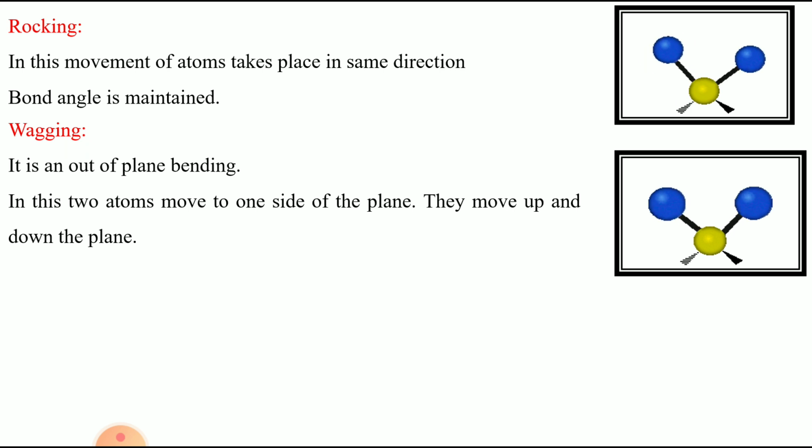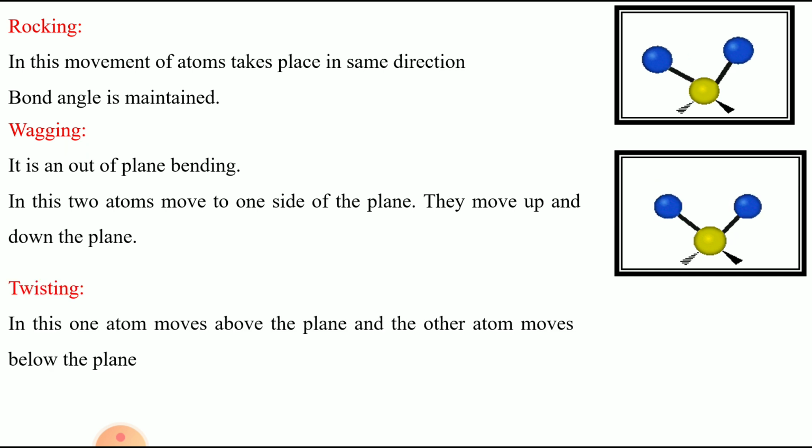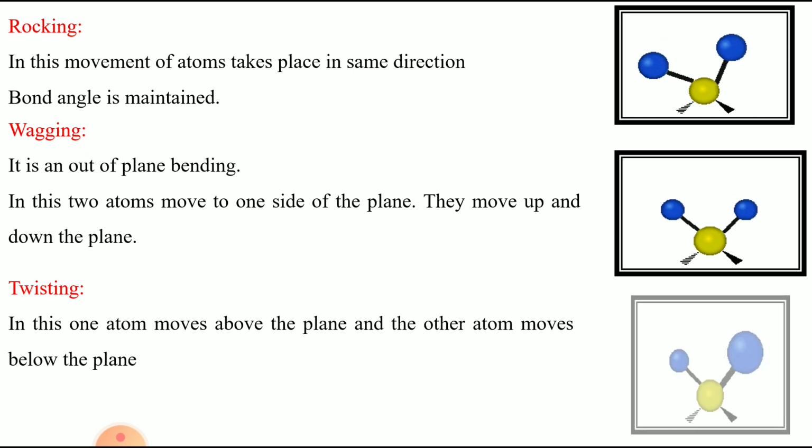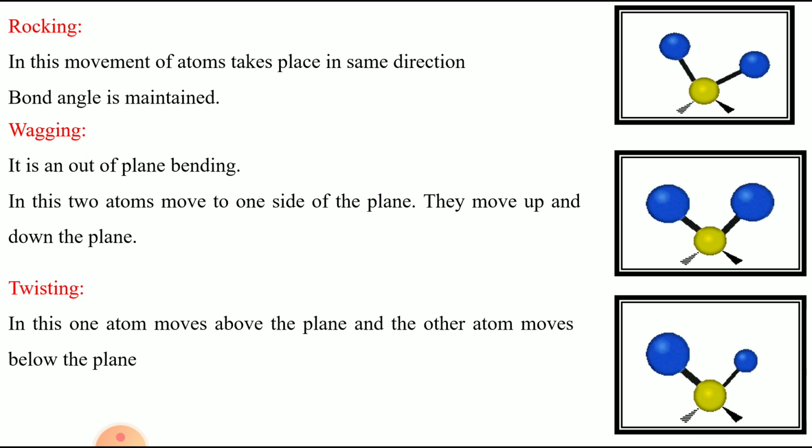In wagging, the two atoms are moving from one side of the plane to another side of the plane. But in twisting, we have discussed the reverse of that. In twisting, one atom moves above the plane and another atom moves below the plane. So here we are representing it in the diagram. So this is the twisting.